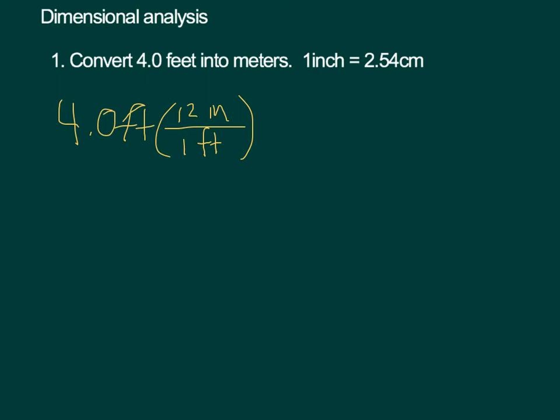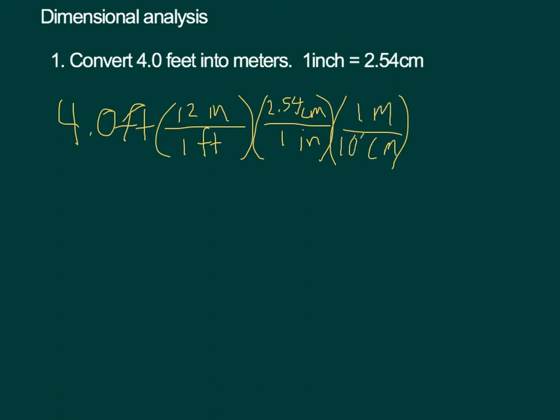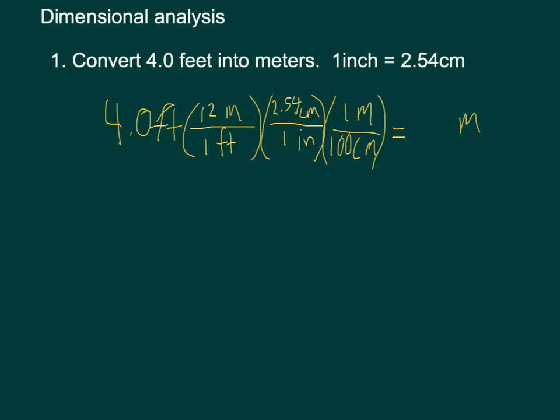So 4 feet, this takes it to inches. Next thing we need to do is go from inches to centimeters. So centimeters goes on the top. Inches, what we're in, goes on the bottom, 1 inch, 2.54 centimeters. Okay, now last factor we're going to have, we need to go to meters from centimeters, and we know that 1 meter, centimeters on the bottom, that's 100. Okay, so when we do all this out, we're going to end up in meters at the end.